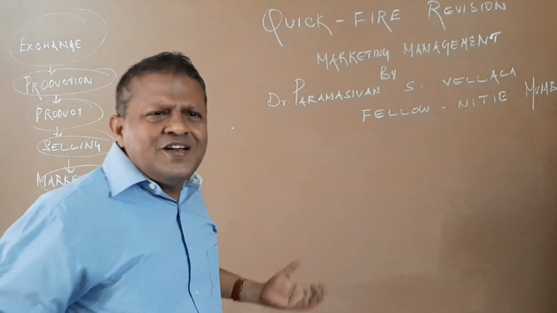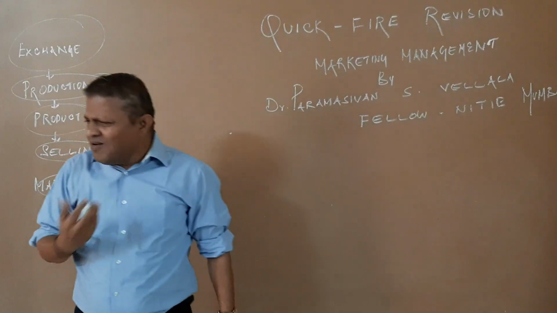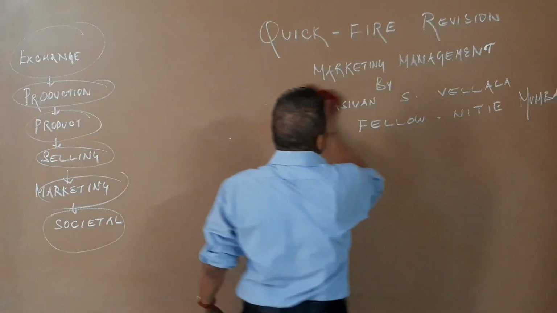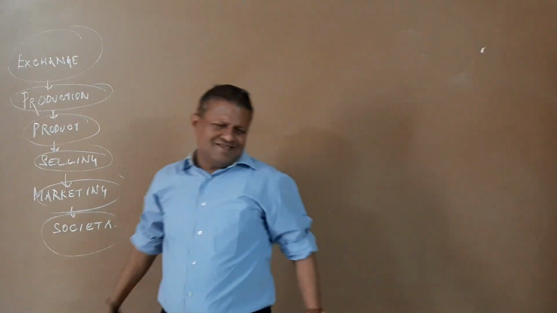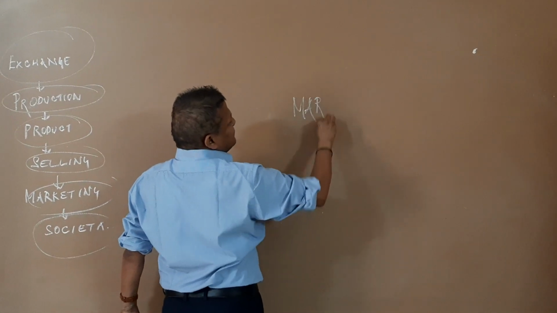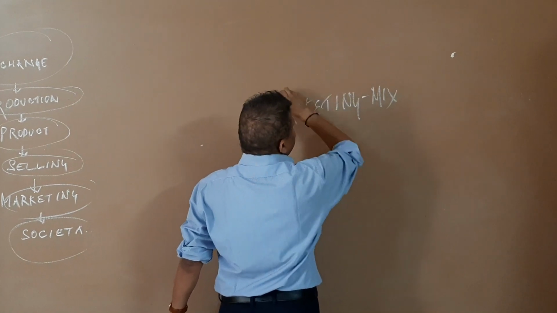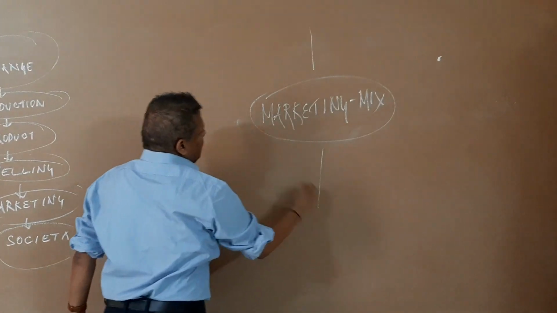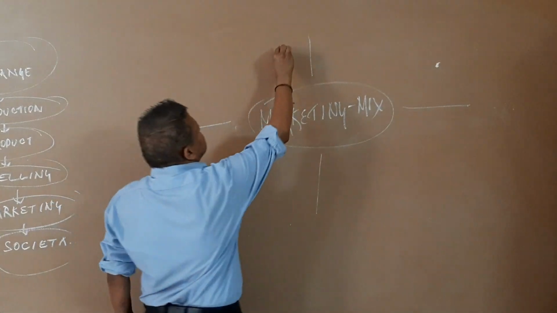Now very often we talk about the marketing mix. The marketing mix is very important. The whole of marketing is based upon the marketing mix. So let us see what this marketing mix is all about. The marketing mix is all about the 4 P's, which are evolving over a period of time. When we talk about the marketing mix, we talk about the 4 important P's. The first P is the product.